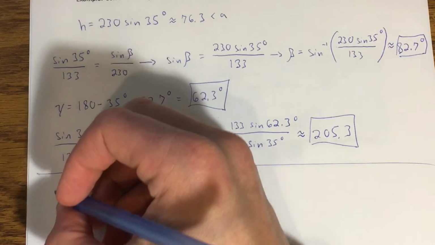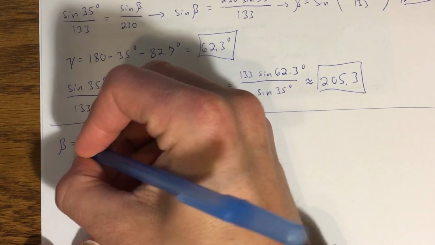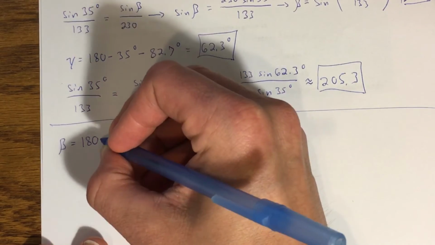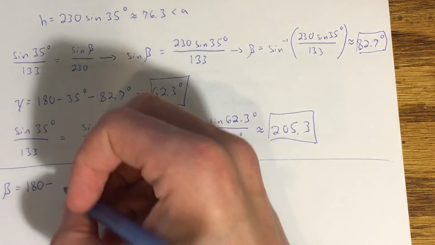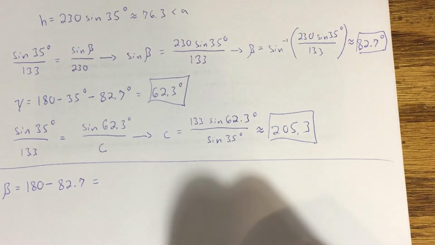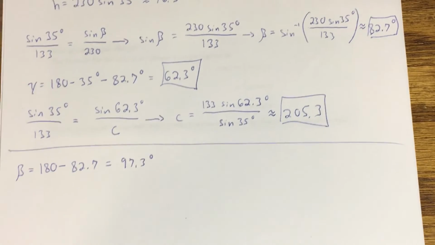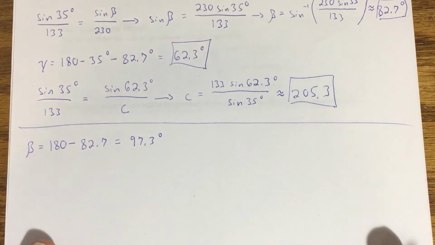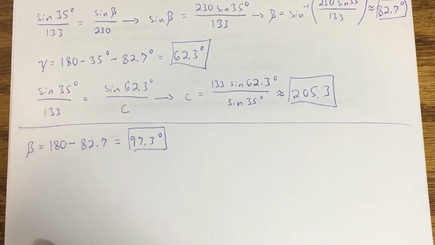So now, if I want to do that here, I'm going to set beta equal to 180 minus, what did we get for beta before? It was 82.7. 82.7. And for this one, we end up with 97.3 degrees. Notice that it's greater than 90 degrees. It's obtuse, which we were expecting. So that is going to give me different values for both gamma and c now. So I have to recalculate those.